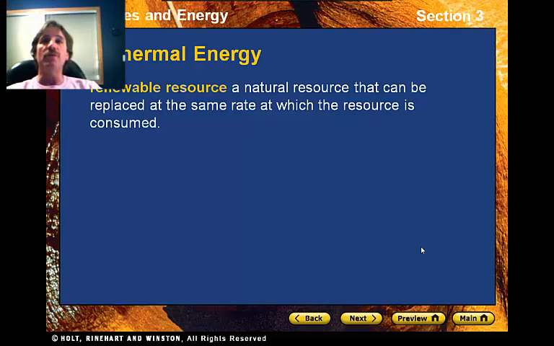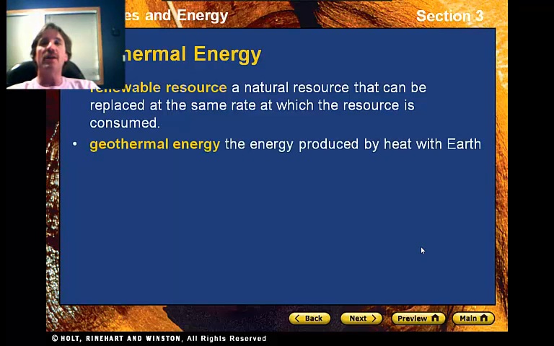A renewable resource is a natural resource that can be replaced at the same rate at which a resource is consumed. So basically you say if it can be replaced in our lifetime, it's a renewable resource. Geothermal energy is energy produced by the earth. So the magma in the earth helps produce that geothermal energy. It can be replaced in our lifetime, basically. So that means that it's a wonderful energy source.